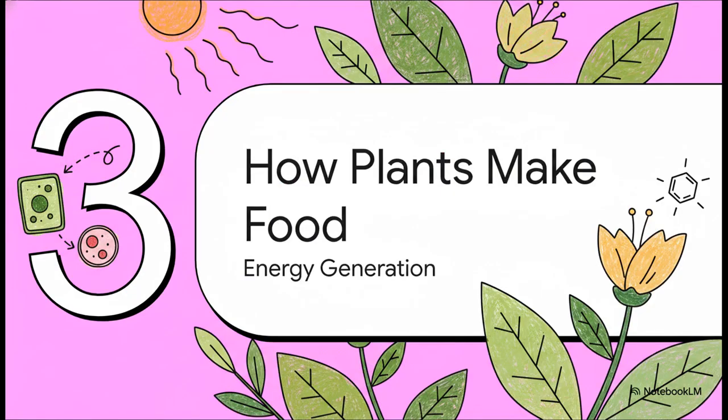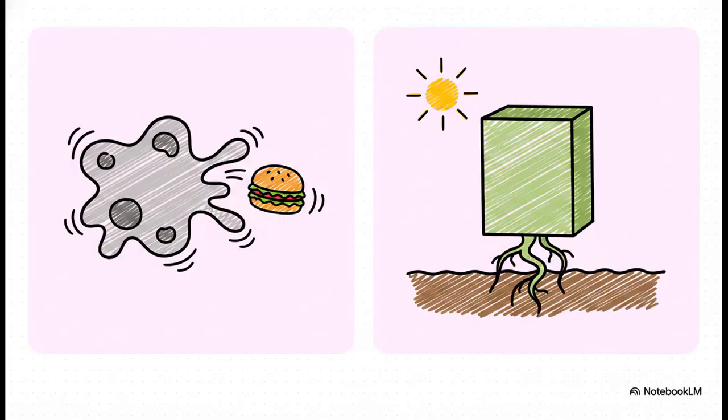Moving on to Section 3, how plants make food. This is where our two cell types really begin to part ways, and it's all based on how they survive and get their energy. Think about how you get energy. If you're hungry, you can just get up and walk over to the fridge, right? Animal cells are kind of the same. They have to hunt, consume, or absorb nutrients from outside sources. But plants cannot simply walk to a fridge or hunt for a snack.